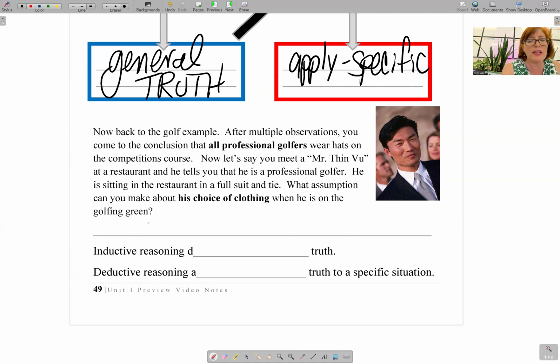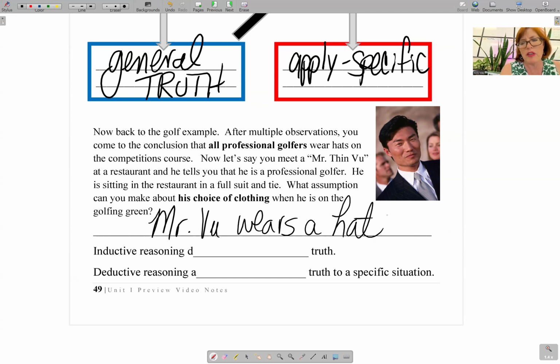And the fact is, you would apply our deductive reasoning, our general truth. We would say, Mr. Tinvu wears a hat, even though at that moment you don't see him in the restaurant with a hat on. Inductive reasoning discovers truth. Deductive reasoning applies truth to a specific situation.